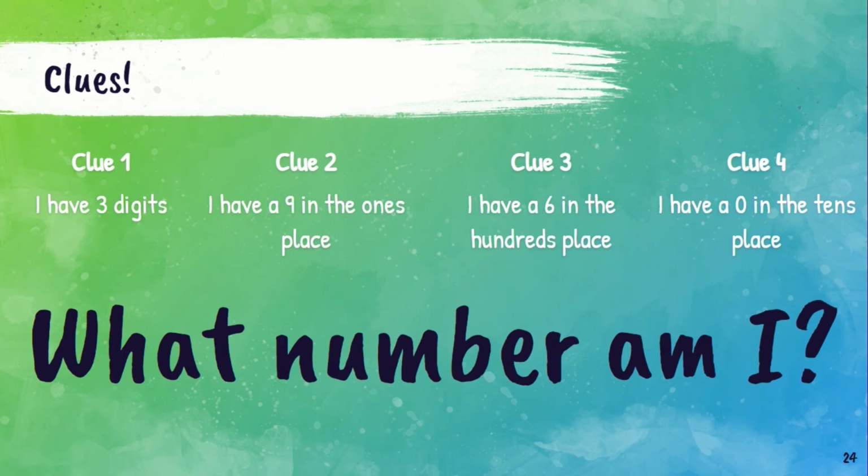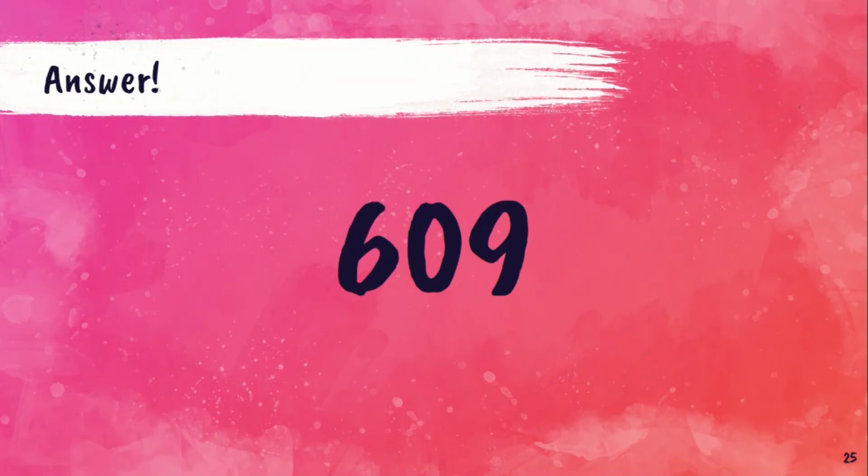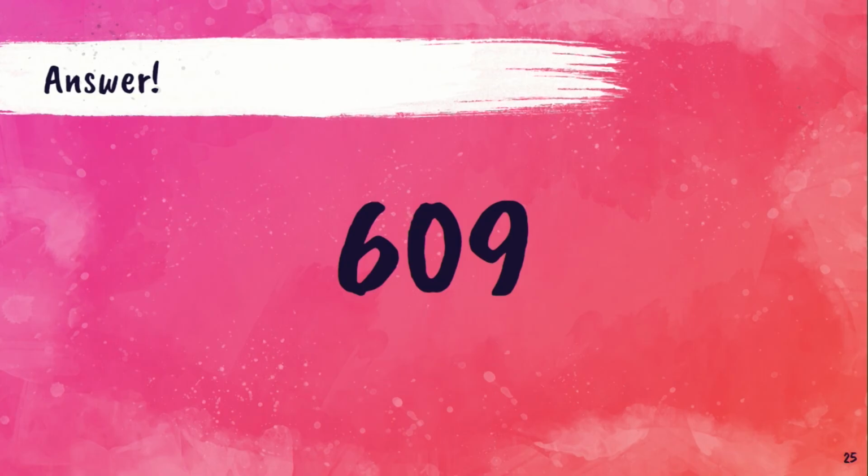What number am I? 3 digits, a 9 in the ones place, a 6 in the hundreds place, and a 0 in the tens place. What number am I? 609 is correct. You can have a dance party if you got it right. Or if you didn't, that's okay too. You can still have a dance party.